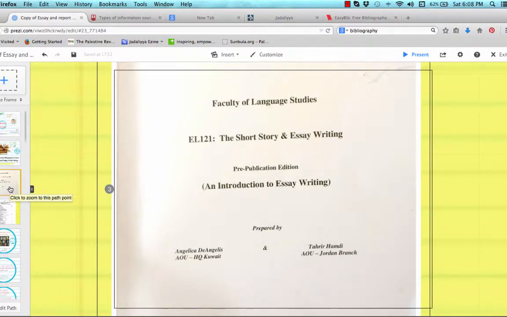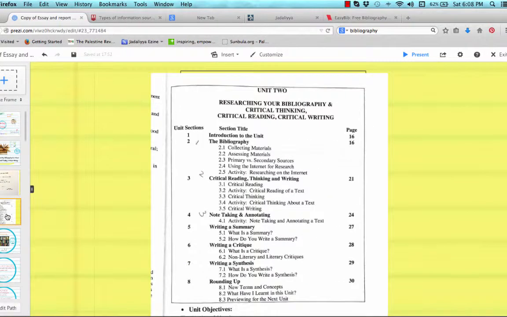First of all, you need to make sure that you have the second book, which is an introduction to essay writing. This has nothing to do with short stories. This is the second book we're looking at. And once you're ready, turn the book to page 15, please.